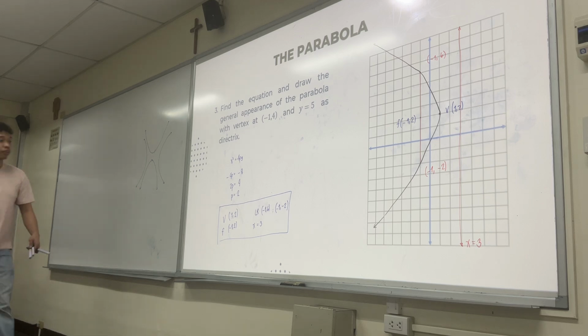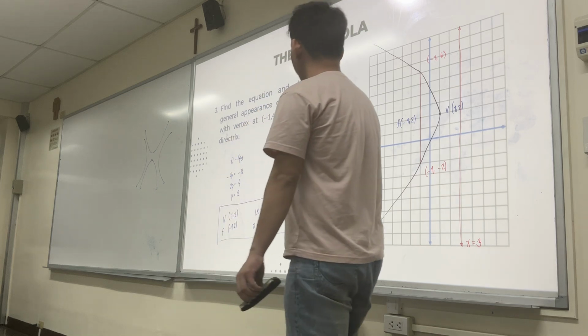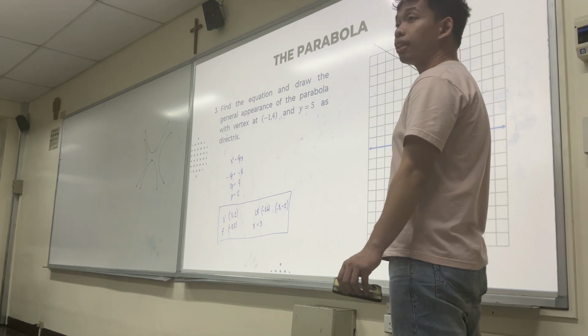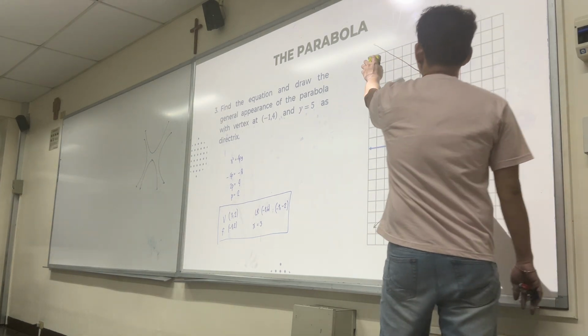Okay. Find the equation and draw the general appearance of the parabola with vertex at -1, 4, and y equals 5 as the directrix. May I erase the writings na? Okay.